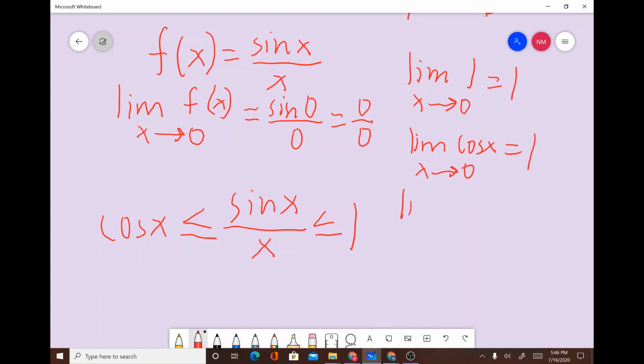So since that's true, that means the limit of sine of x over x as x approaches 0 must be 1, since sine of x over x is always between 1 and cosine of x. So using the squeeze theorem, we were able to determine that the limit of sine of x over x as x approaches 0 is 1.